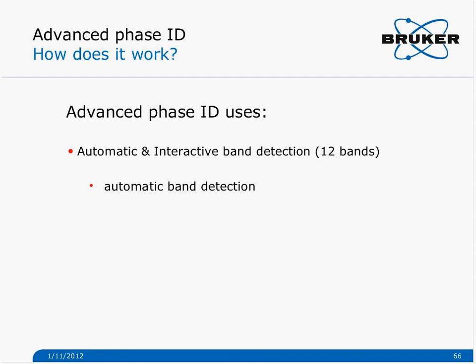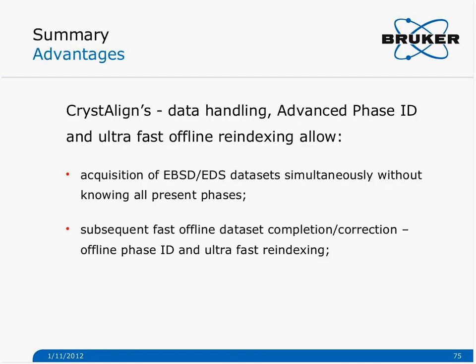And to summarize now, the crystalline way to handle the data combined with the advanced phase ID and the ultra-fast offline reindexing allow you to acquire both EBSD and EDS data simultaneously without the need of knowing all the present phases, and you can complete and/or correct your data set by using a very fast offline reindexing and offline phase ID.